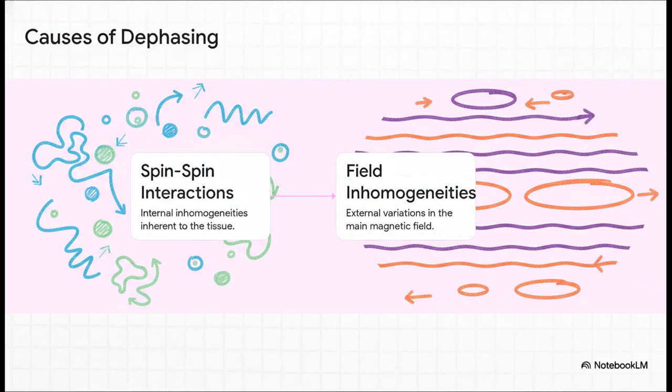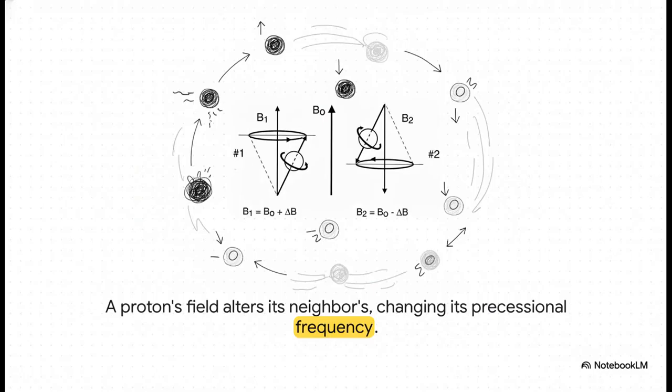The second cause is an outside job: small, unavoidable imperfections in our MRI magnet. It's like trying to dance on a slightly wobbly floor. No matter how good you are, you're eventually going to lose your balance. Okay, let's start with that inside job.